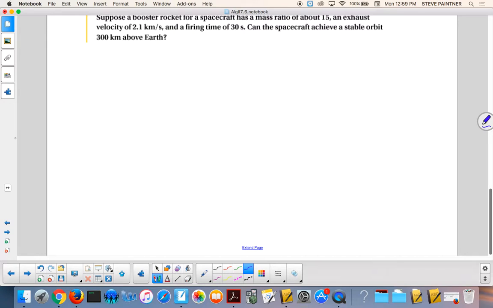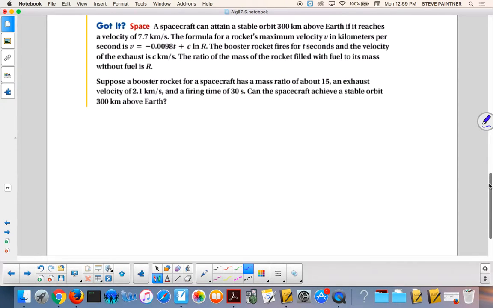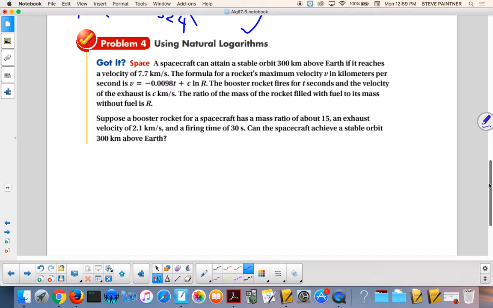Okay, next, read that story problem. See if you can figure out what they're doing. And by the way, you have to know what every variable stands for. Read closely. In 5 minutes, get that figured out.